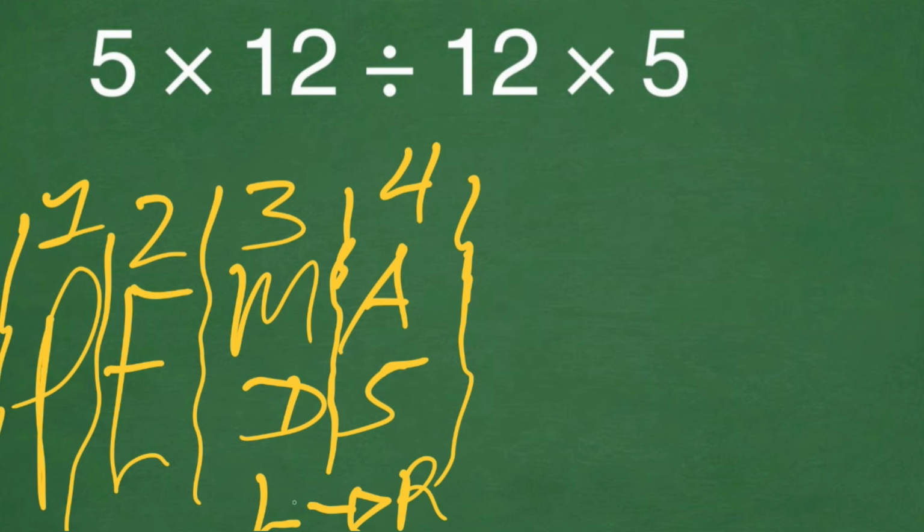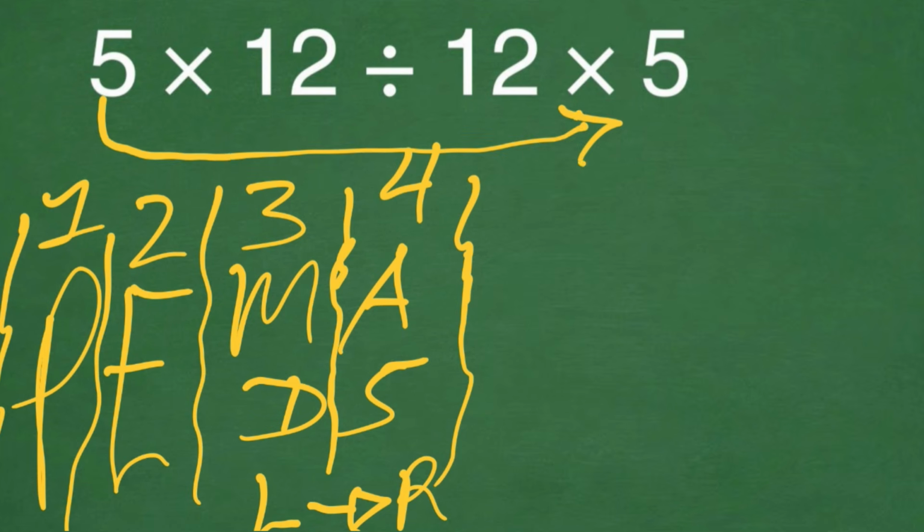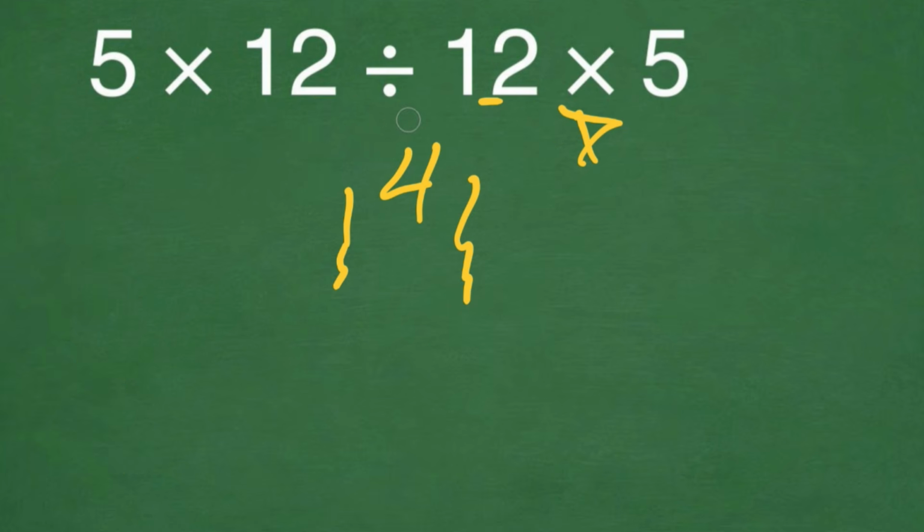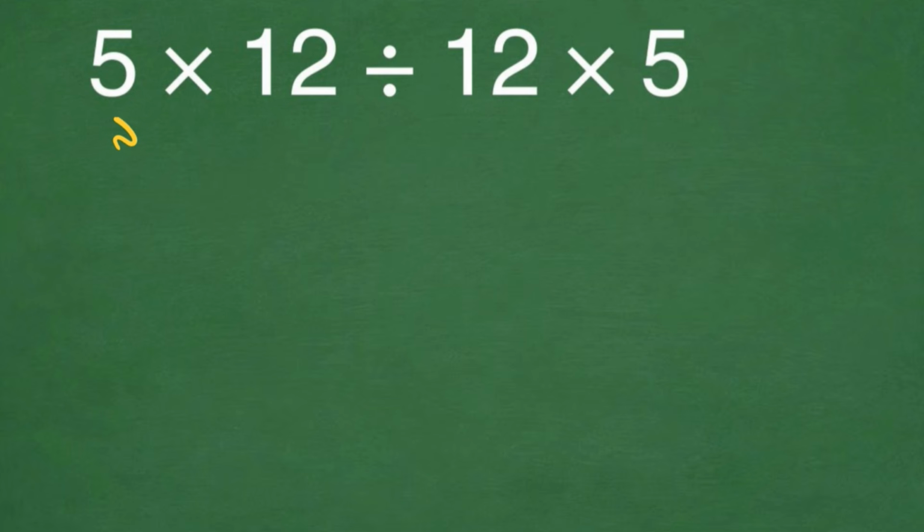That is the right way to solve this problem, and we are going to start from 5 and solve the problem all the way to 12 times 5 in order, left to right. So that is the right way to solve the problem, and we are going to do that correctly so we would get the correct answer. So 5 times 12 gives us 60.